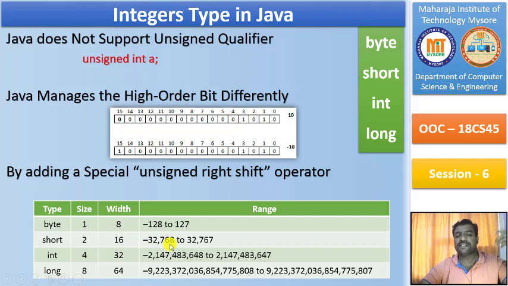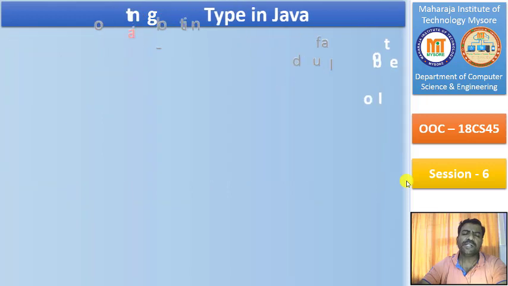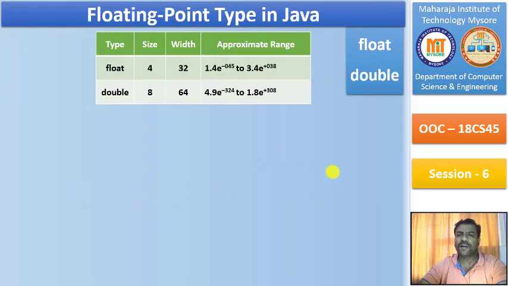If I want to increase the range, just use integer. If I want to increase the range still further, use long, and this is the range I have just put over here, and this is the only difference between these 4 types. Fine. So next, after integer, we'll go to the floating point type in Java.